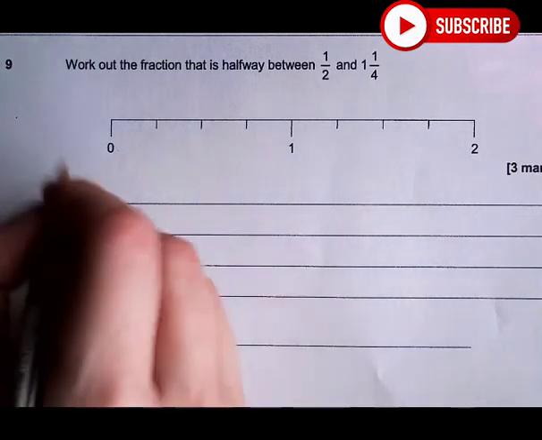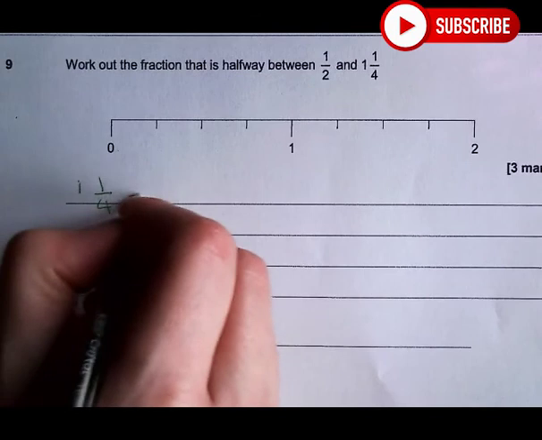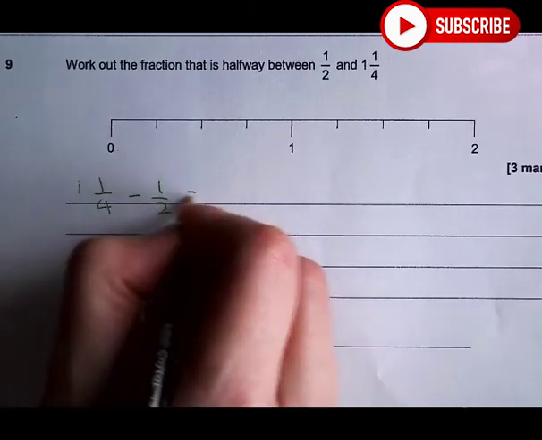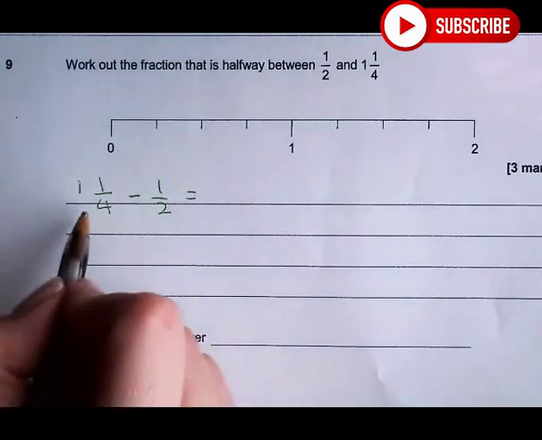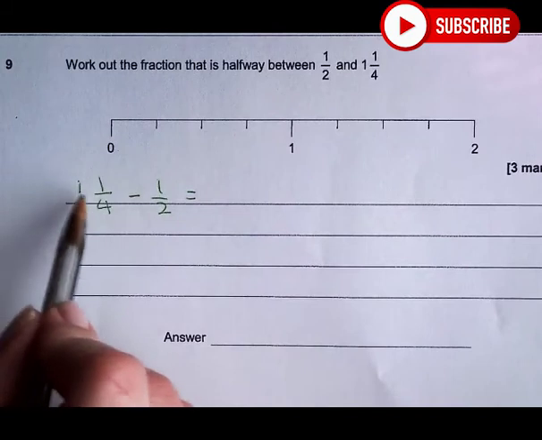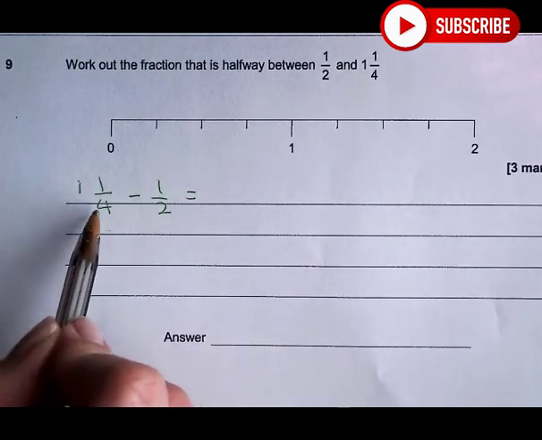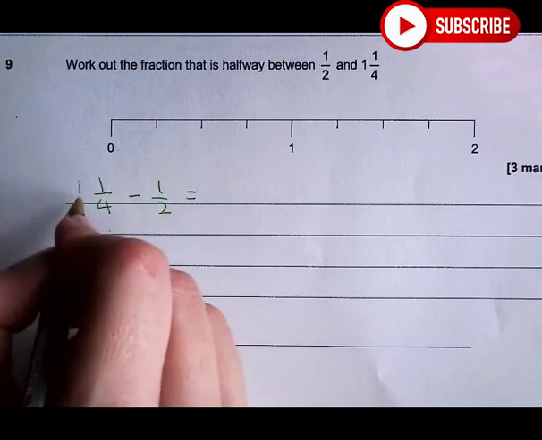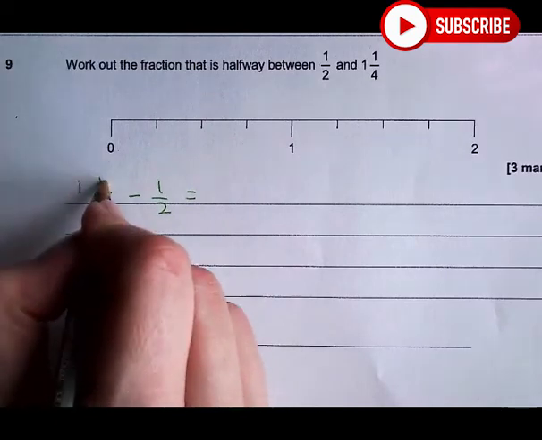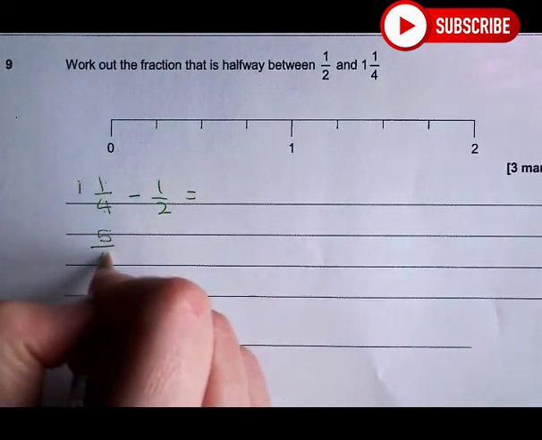So 1 and 1 over 4 minus half. To be able to do that, we are going to change the first fraction into an improper fraction by multiplying the 1 by 4 and then add it to 1, which is the numerator. 1 times 4 is 4, plus the numerator 1, this is 5 over 4 minus half.